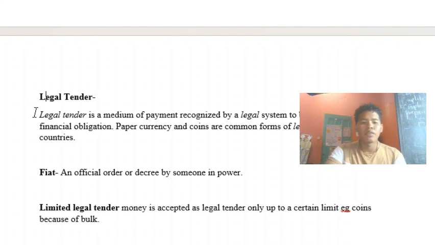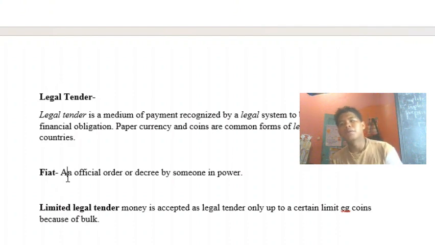So let's look at this other term, which is fiat. This is an official order or decree by someone in power. An emperor in the medieval period, I would like to call him by the name Bluetooth, actually invented the concept of paper money. I think it was around China, I could be incorrect, but he introduced the idea, and he usually signed his decree on those paper slips, and that was how money was initiated into society.